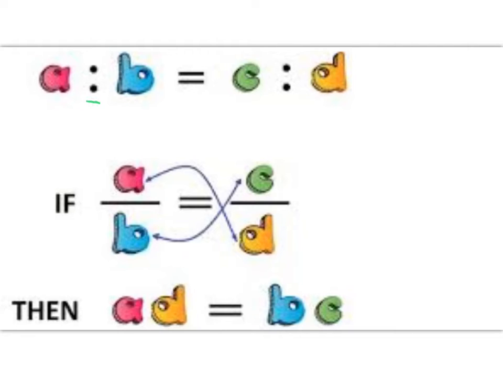So we know the colon makes fractions. A to B equals C to D, and then if you cross multiply across the equal sign, this one multiplies to that one, so A multiplies to D and then B multiplies to C.